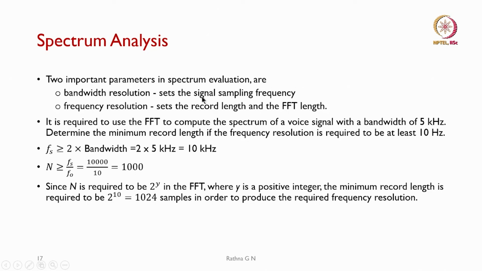Two important parameters in spectrum evaluation are the bandwidth resolution and the frequency resolution. The bandwidth resolution sets the signal sampling frequency, whereas the frequency resolution sets the record length and FFT length. As an example, it is required to use FFT to compute the spectrum of a voice signal with a bandwidth of 5 kilohertz, and determine the minimum record length if the frequency resolution is required to be at least 10 hertz. That means from sample to sample we want 10 hertz.